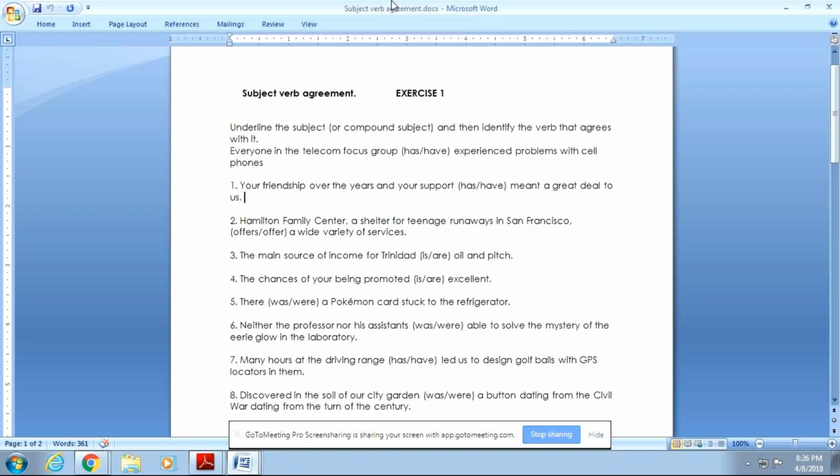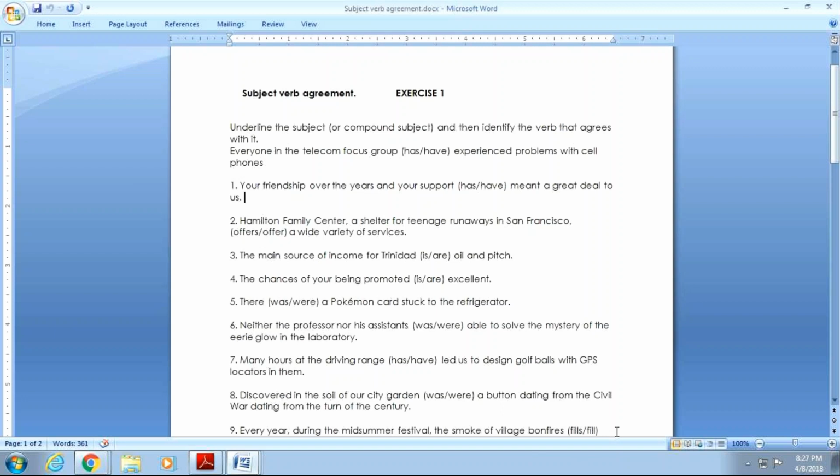And the next question: many hours at the driving range have led us to design golf balls with GPS locators in them. What is the subject and what is the appropriate verb? The subject here is hours, many hours, it's plural, and the verb is supposed to be have. So it's: many hours at the driving range have led us to design golf balls with GPS locators in them.